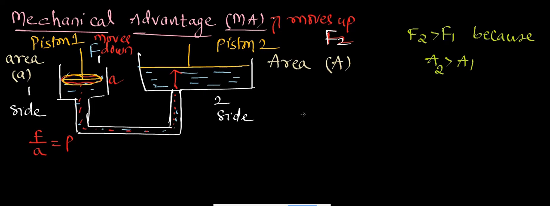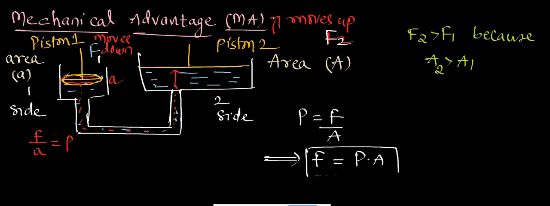Okay, what is the formula for pressure, Gautam? It is F by A, right? From this formula, what will be the formula for F? It is pressure into A. So if you see, force is depending on two factors. Force is directly proportional to pressure, also force is directly proportional to area.